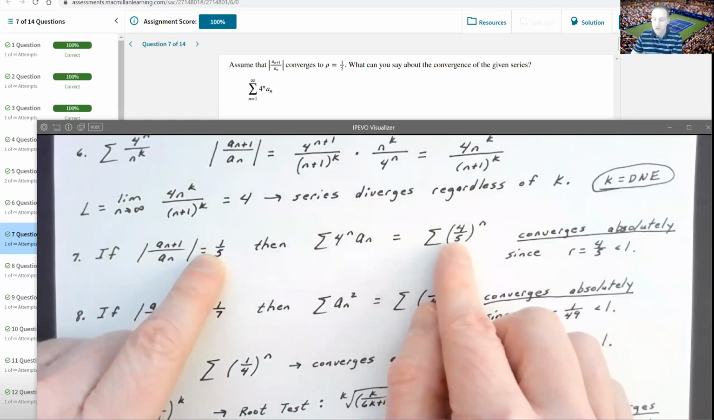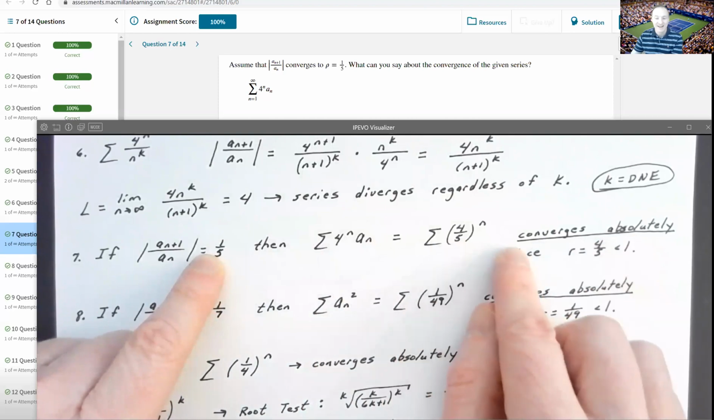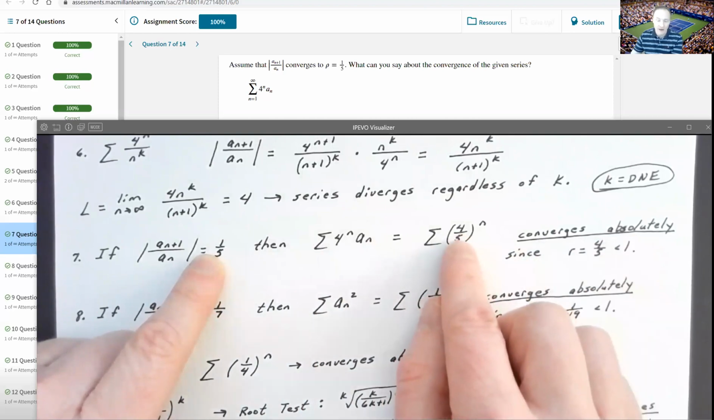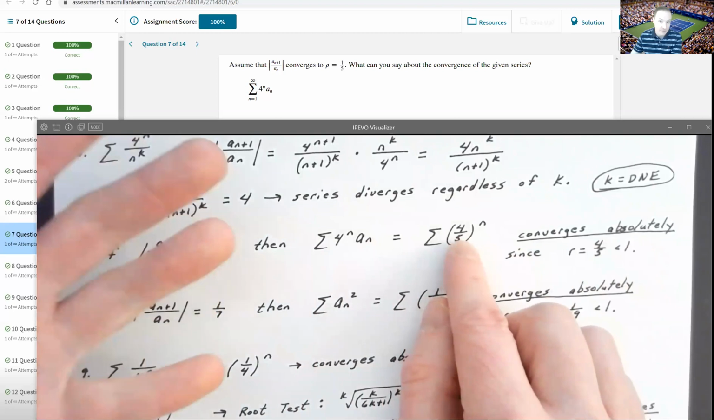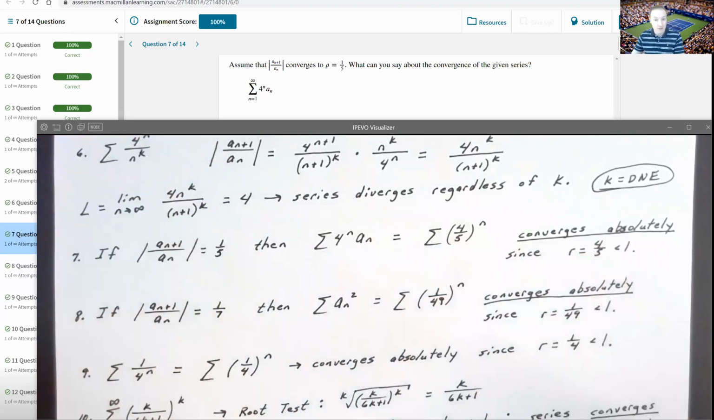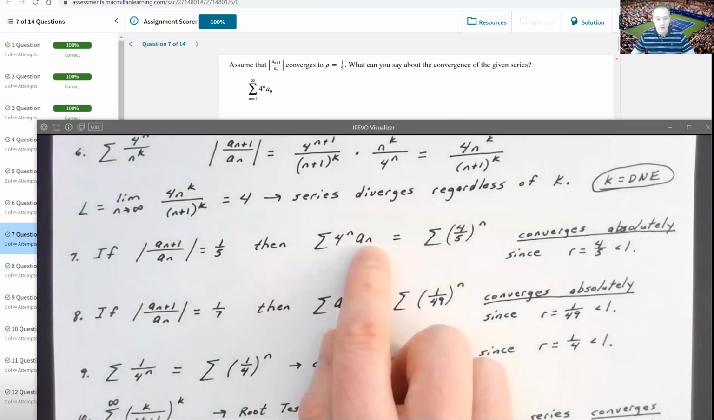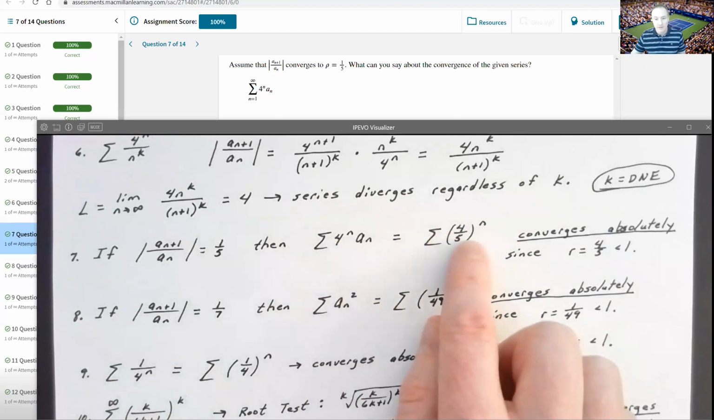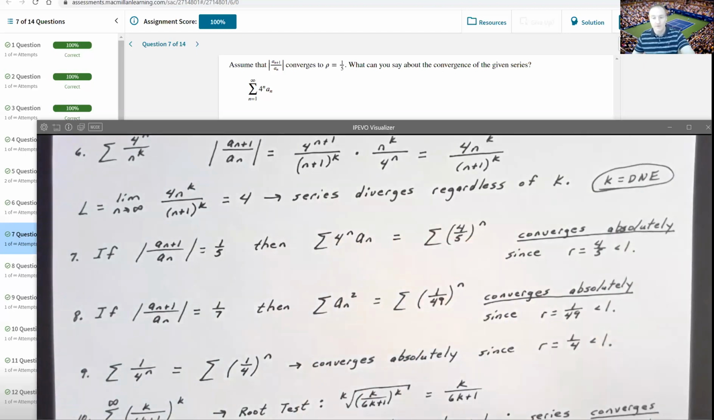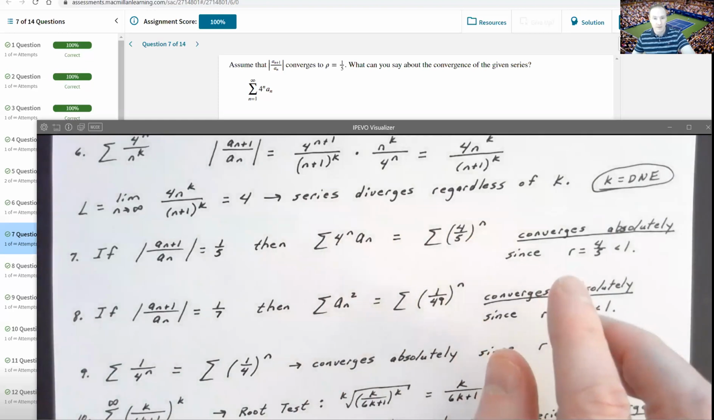Does that converge? Absolutely it converges. It converges absolutely. And that's because the R value is 4/5, and you know that 4/5 is less than 1. Geometric series always converge as long as you're multiplying by a term that's going to make each successive term smaller. And in this case, if you're multiplying here by 4, but your general term is getting smaller by a factor of 1/5, then every term is getting smaller by a factor of 4/5, which will make it converge absolutely.